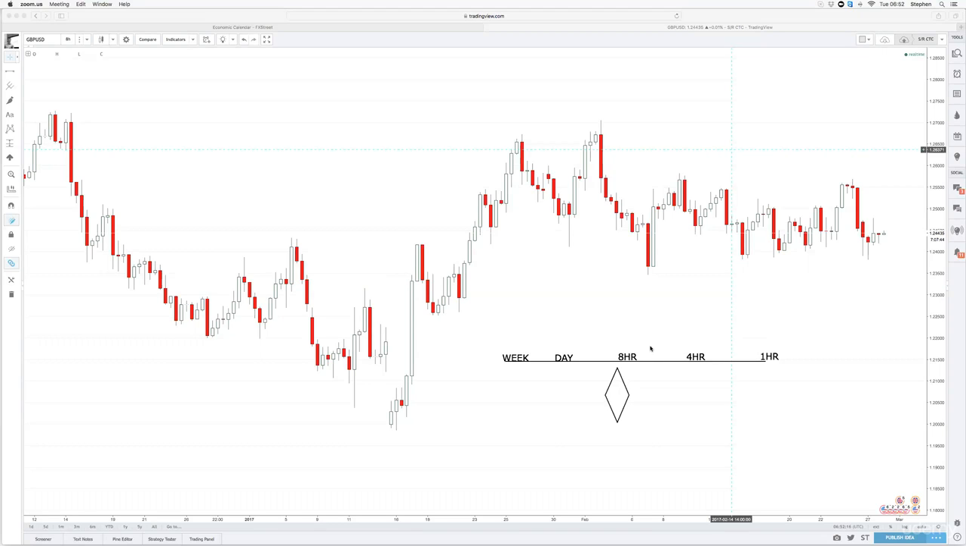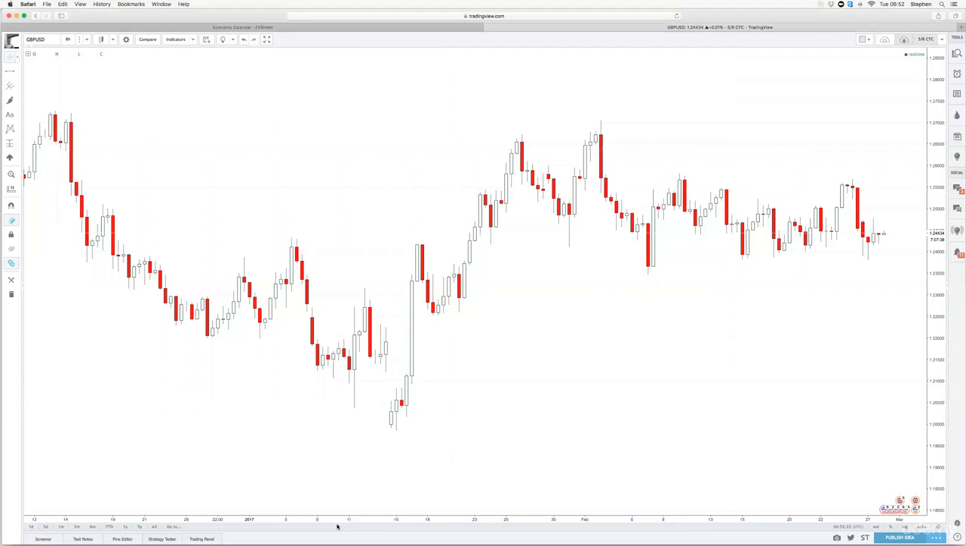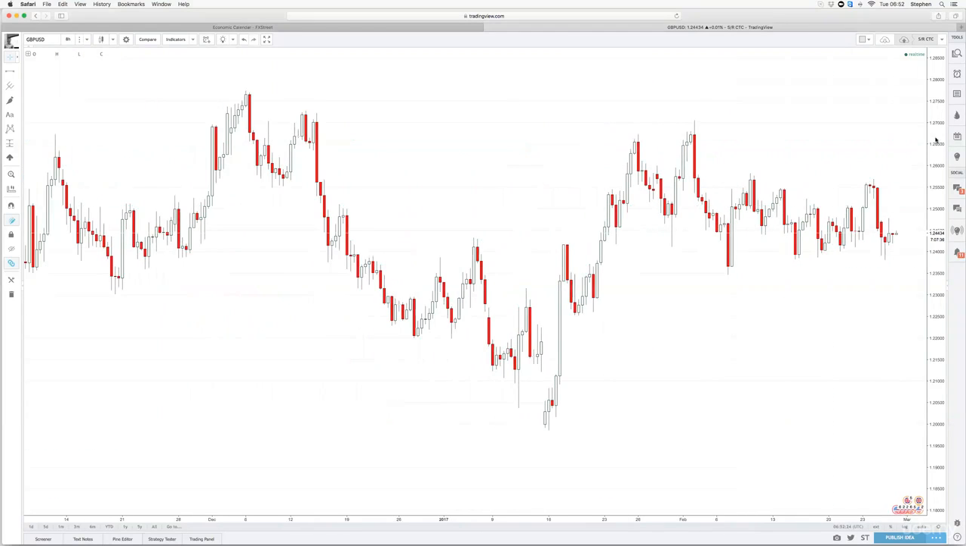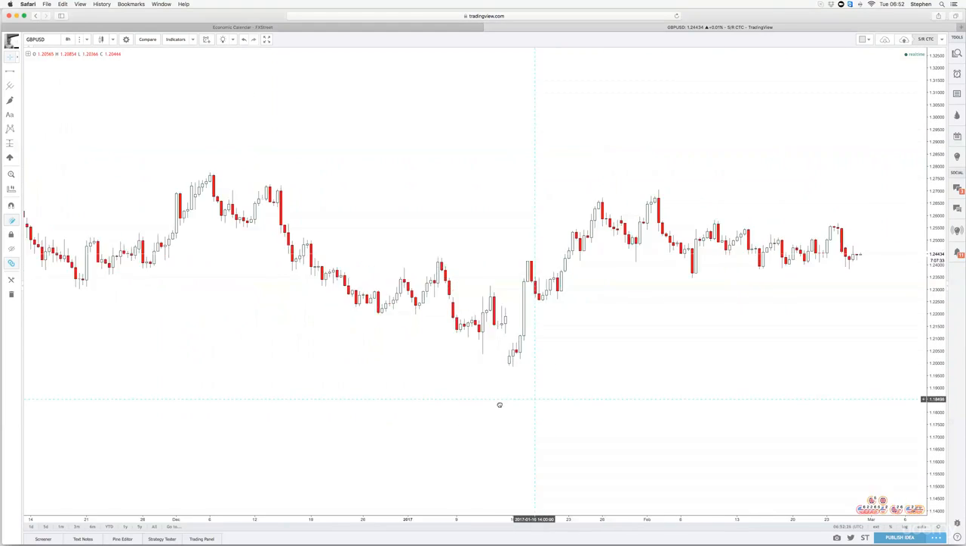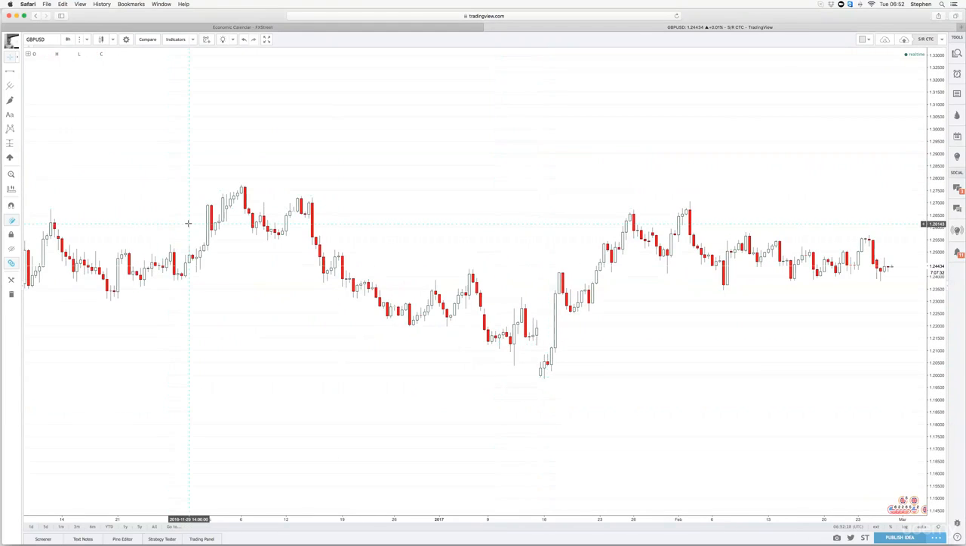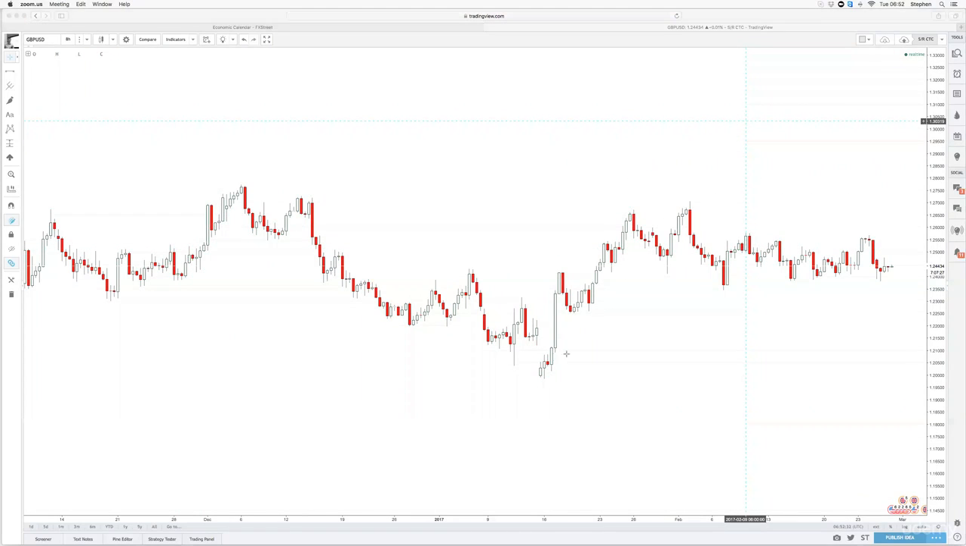This is why I'm going to be drawing my support and resistance on the 8-hour time frame. The first thing we do to draw support and resistance is look for a point where the physical price is actually turning. So the market's gone up. We could say that the price there has turned the market.